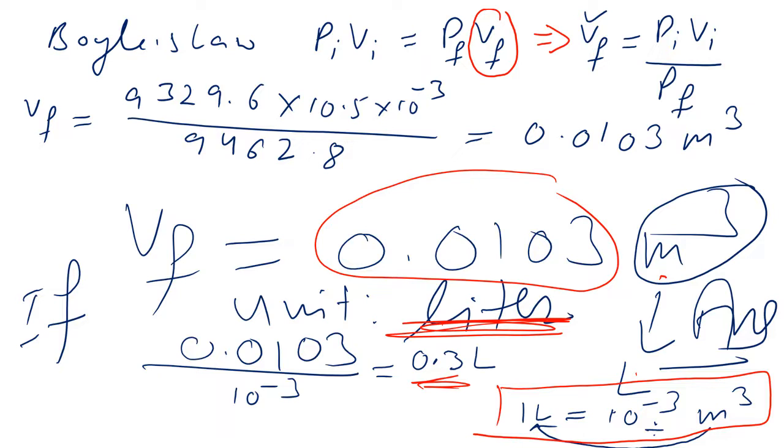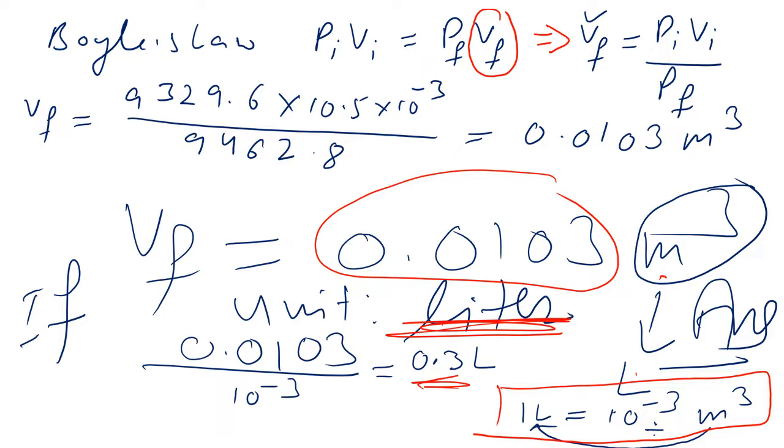Now, if the question is saying you find the volume in the unit of the liter, how can you change this to the liter? The formula for the meter cube and the liter is that 1 liter is equal to 10 to the power minus 3 meter cube. You are changing from here to here, so you have to divide.